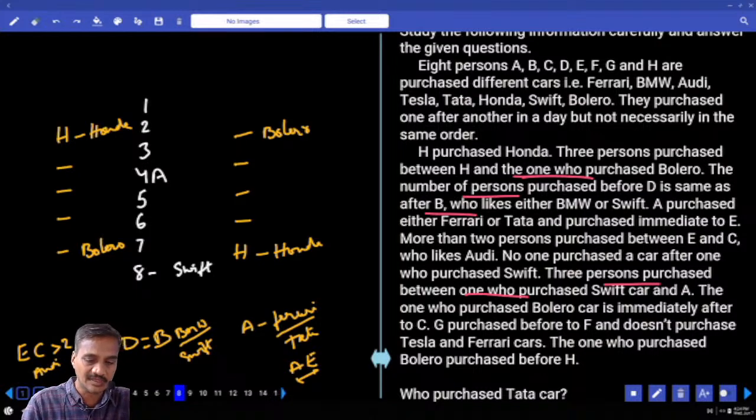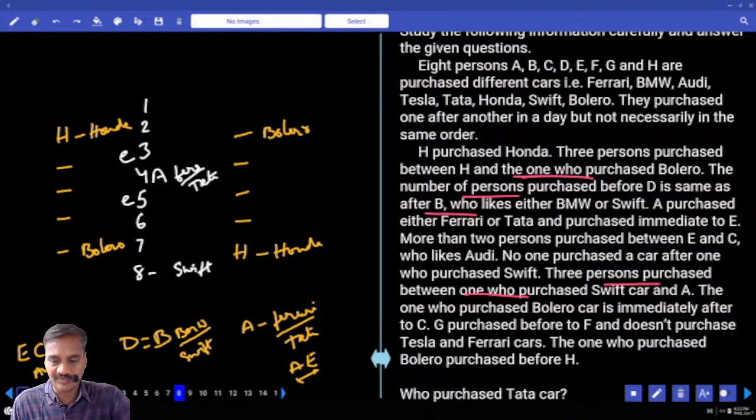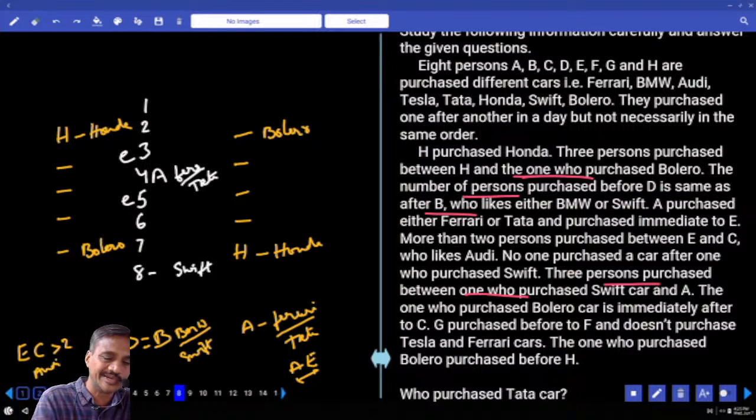Now A is either Ferrari or Tata. Isn't it? Now A and E are adjacent to each other. And the one who purchased Bolero is immediately after C. Since Bolero is immediately after C, C must be here. Now Bolero is immediately after this C.